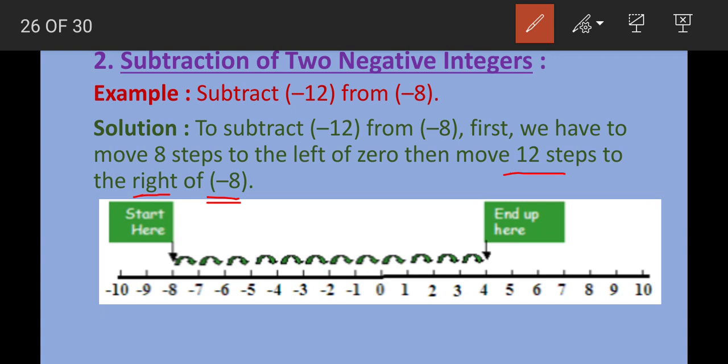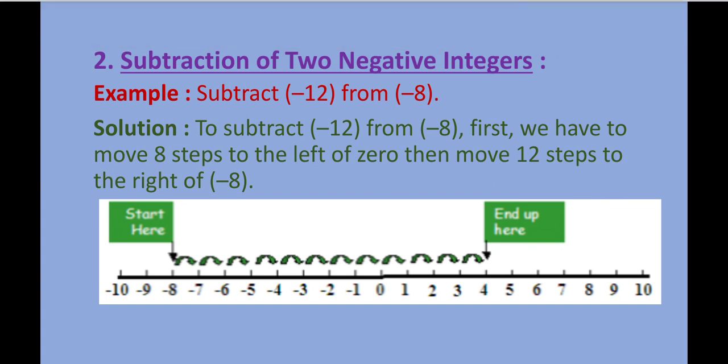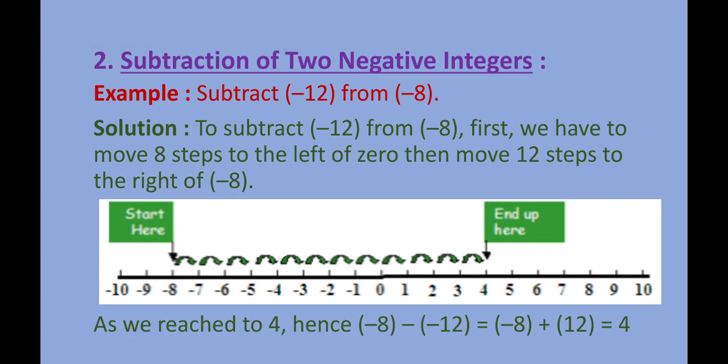So in the number line, first you have to move 8 steps towards left side from 0. So you reached at minus 8. From minus 8 you have to jump 12 steps towards right side as you are subtracting. Okay, so in this way you have to jump 12 steps towards right side to reach the required number. So here we reached at 4. So you can say that the difference of minus 8 minus minus 12 equals plus 4. Clear?